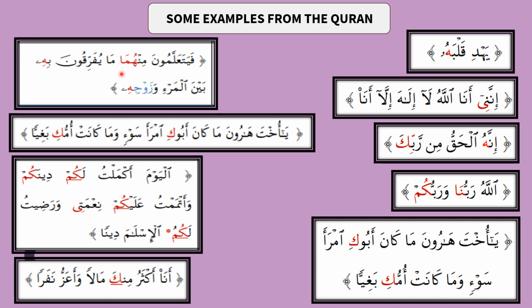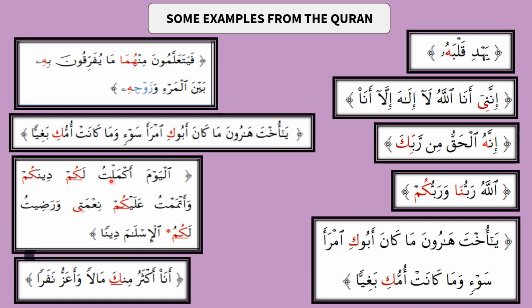فَيَتَعَلَّمُونَ مِنْهُمَا. So this huma is attached with min harf jar. So the position of the pronoun is majroor. Ma yufarriquna bihi, again attached with harf jar bi. So the position of the damir he will be majroor. بين المرء وزوجه, attached with zawj, the noun, it's mudaf ilayh. So I think I have taken this again, so let's leave this.